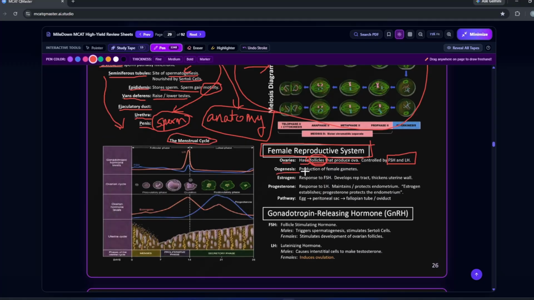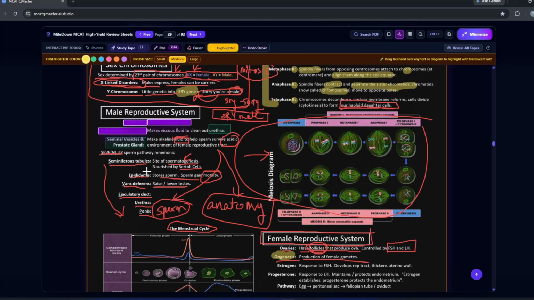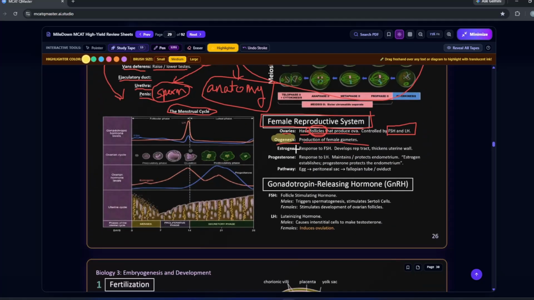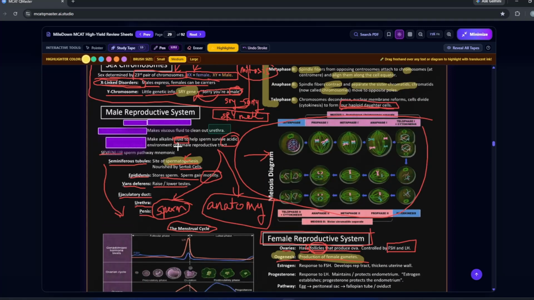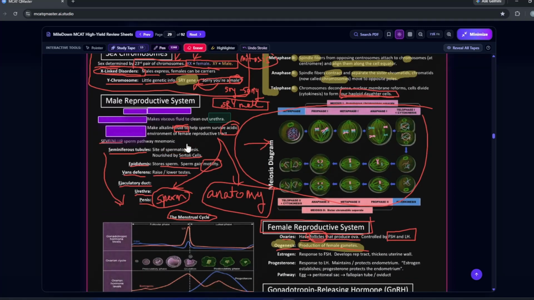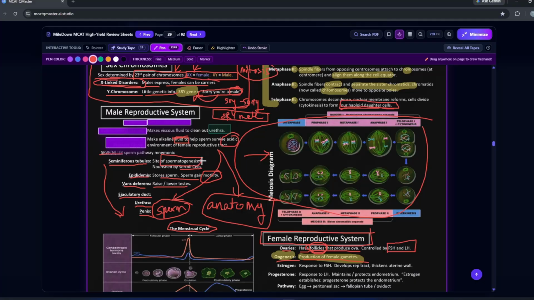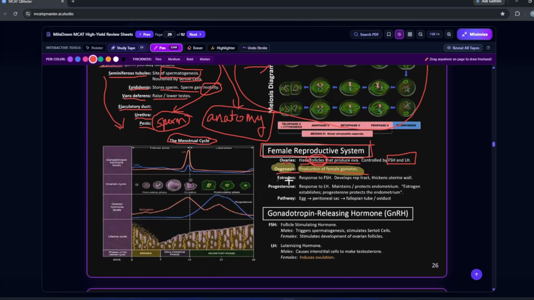Oogenesis is the production of female gametes. This is in contrast with what we learned earlier, spermatogenesis. Oogenesis is the production of female gametes, whereas spermatogenesis, it doesn't say here, but you should know the definition, is the production of male gametes. Now we go into estrogen, which is the response to FSH, so another hormone.